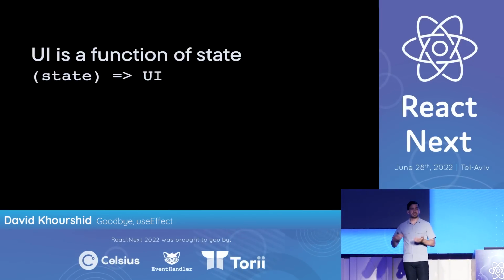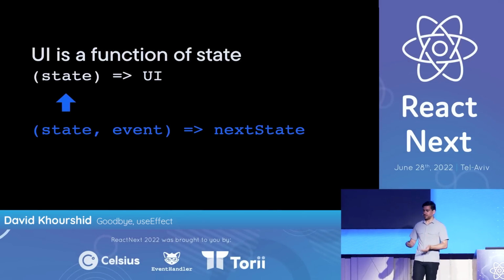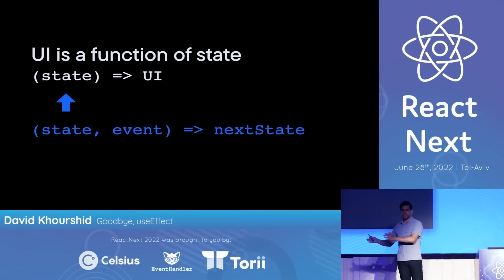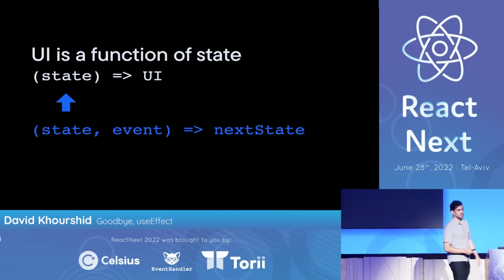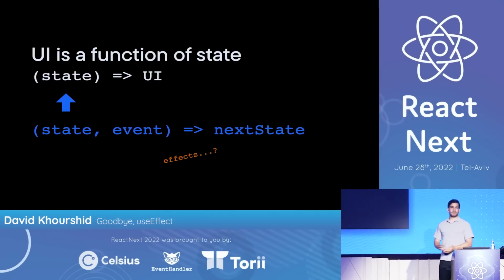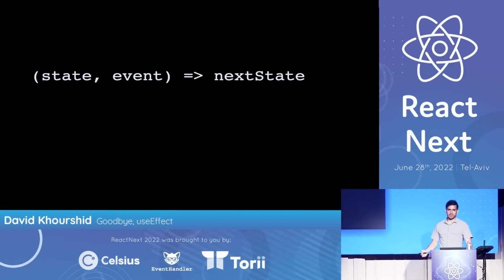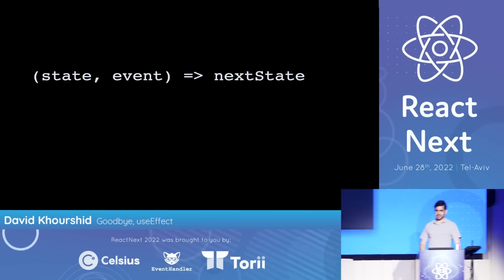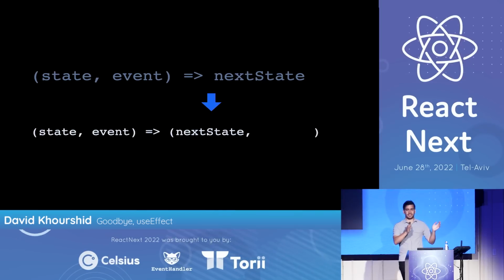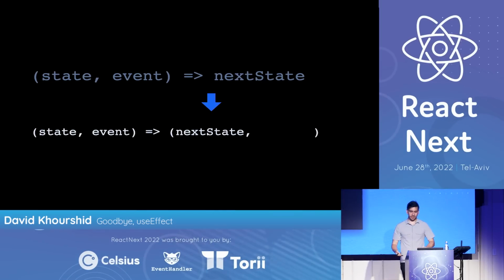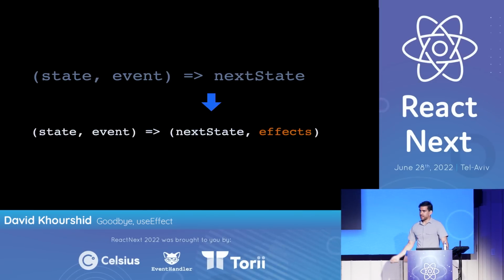So React popularized the idea that UI is a function of state, and Redux popularized the idea that the next state is derived from the state and the events that just happened. The problem with these two models is that it doesn't really leave any room for effects. So where do effects go? Well, here's an alternative model, and by alternative I mean this has existed for many, many, many decades, and it's that given the current state and the events that just occurred, we're going to get a tuple instead of the next state and any effects that should be executed.